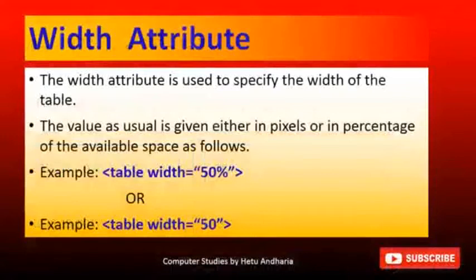The width attribute is used to specify the width of a table. The value as usual is given either in pixels or in percentage of the available space. For example, if you keep the width as 100%, then the width of the table will be adjusted to the total width of the browser. If you keep it 50, then it will become half the width of the browser window.